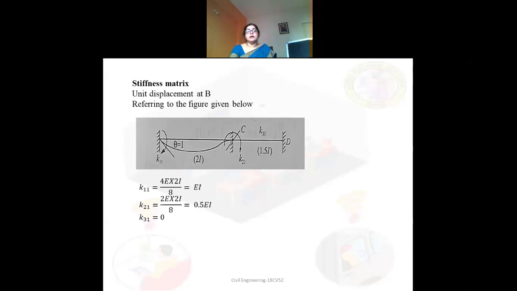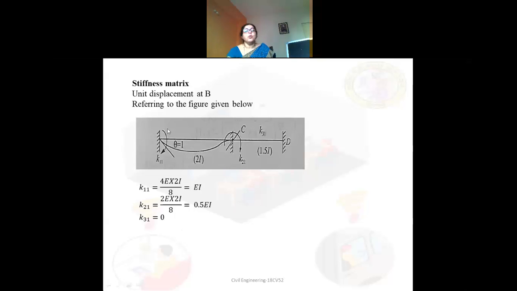Okay, first let me apply a rotation of 1 at support B, and I'll restrain the moment at support C and at support D it is 0. Only theta B is equal to 1, theta C and theta D are equal to 0. When you are applying a moment in a clockwise direction like this, there will be a sinking here. Its effect will be only on the span BC. Its effect will not be there for span CD, right?